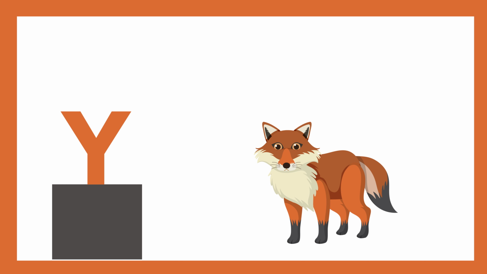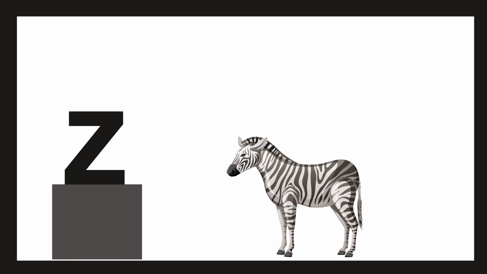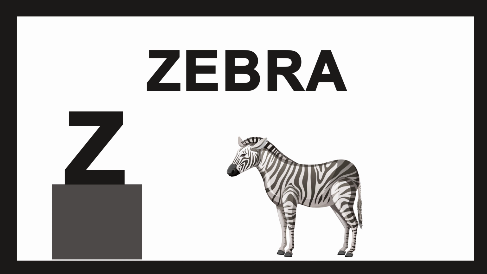Next letter is X. X for fox. Let's spell it. F, O, X. Fox. Next letter is Y. Y for yo-yo. Let's spell it. Y, O, Y, O. Yo-yo. Next letter is Z. Z for zebra. Let's spell it. Z, E, B, R, A. Zebra.